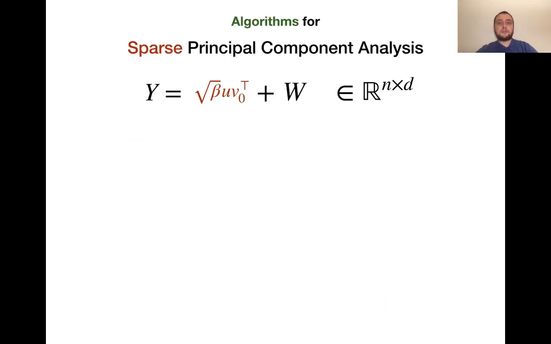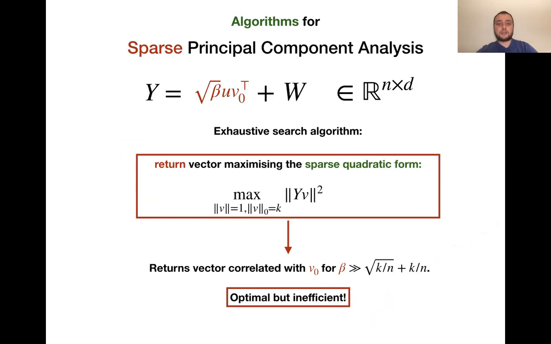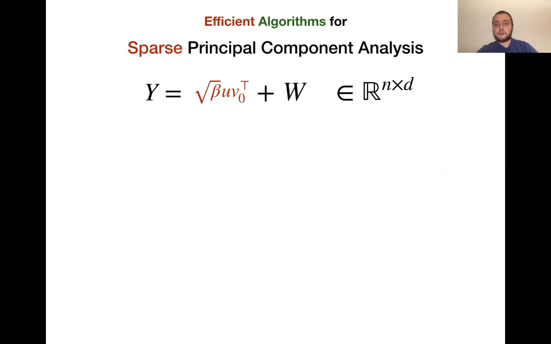As for the algorithms which solve this problem, we start with the exhaustive search algorithm, which just returns the maximizer of the sparse quadratic form. It outputs a vector which is highly correlated with V0 for beta larger than k over n plus root k over n, up to some logarithmic terms. This algorithm is optimal, up to log factors, but of course it is not efficient because we need a brute force search over all subsets of size k of a set of size d. And what about efficient algorithms?